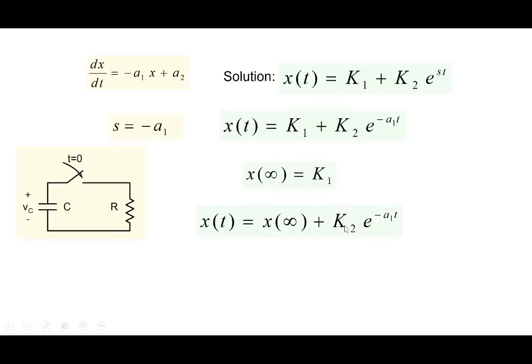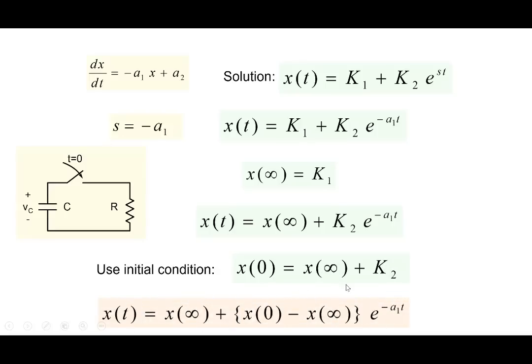The other thing is we can look at the value of x at 0. So x0 is x infinity plus K2. And so from here we can calculate K2 will be x0 minus x infinity. And therefore we can write a general expression for the solution of this equation: dx by dt minus a1x plus a2, xt will be equal to x infinity plus x0 minus x infinity, e to the power minus a1t. Of course, we still have to figure out what is x0, what is x infinity from a circuit, and we'll also have to figure out what is a1.